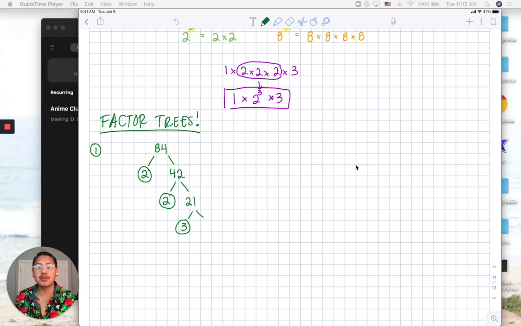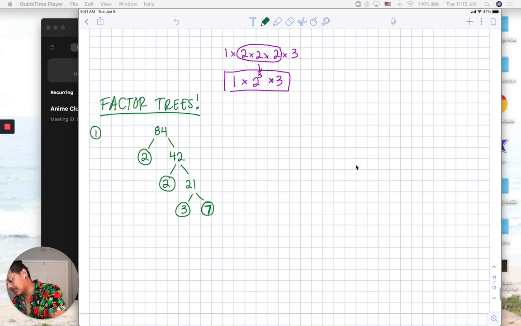All right, now 3 times what equals 21? Hopefully you said 3 times 7. Now ask yourself, can I break down 7 even more? Or is 7 prime? Hey, 7 is prime. Once you have circles around each number, that means you're finished. So what we need to do is write the factor string of 84, or the prime factorization of 84.